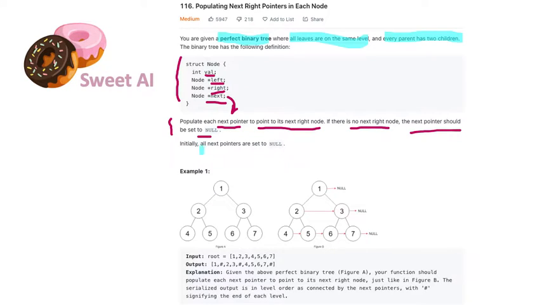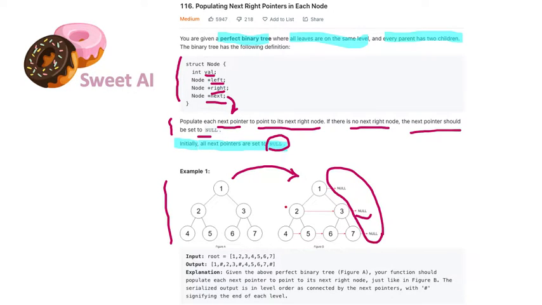And one more thing is given to us. It says initially, by default, all the next pointers are set to null. So by default, every single node in the tree is pointing to null. This is the perfect binary tree given to us, and we need to make it like this. We should set all the next pointers to point to the next right node, and if there is no next right node, it should point to null, which is the default. So for this part we don't need to do anything. All we need to do is make these pointers point to the next right node.